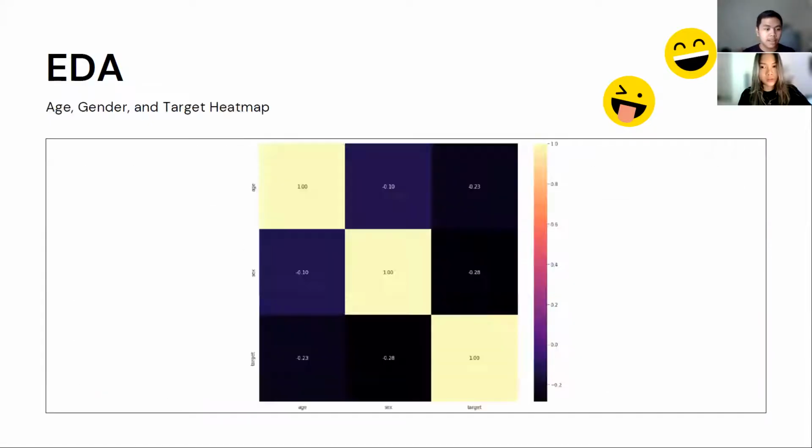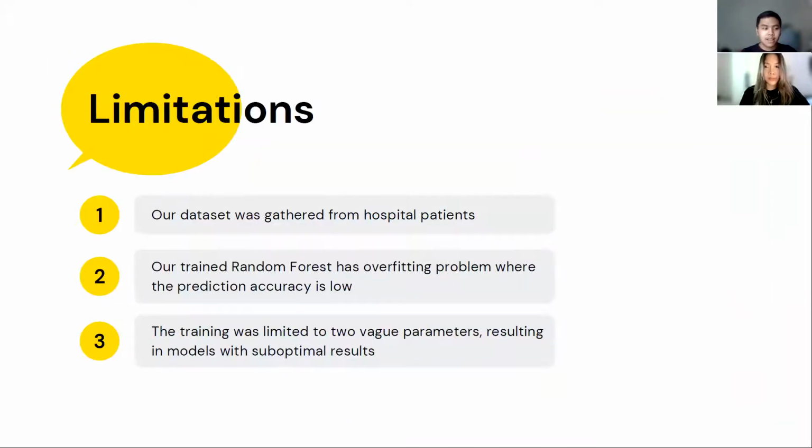Okay, next slide. And for the next slide, in the heat map, we can see that there is no clear correlation between one particular feature and another that can predict the outcome of target accurately. So we will need to use all three of them to predict the outcome of target in our models. Okay, next. Now I will pass it to Micheline to read the limitations.